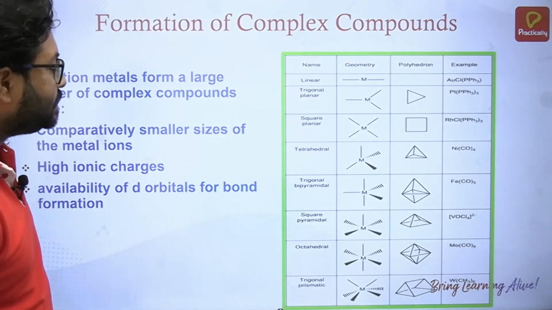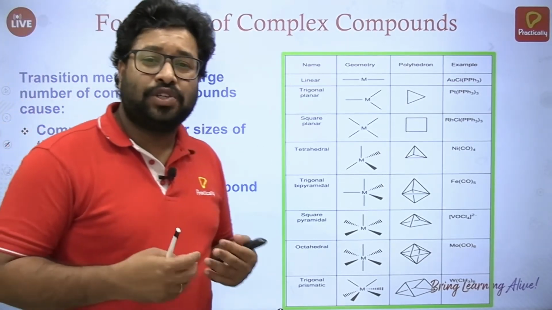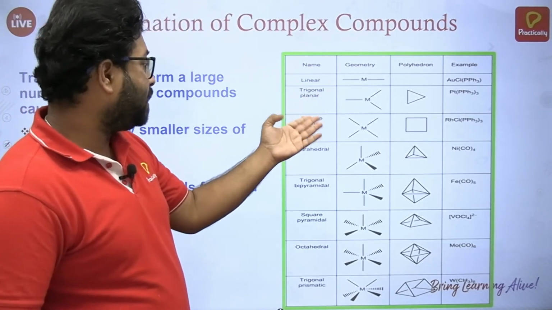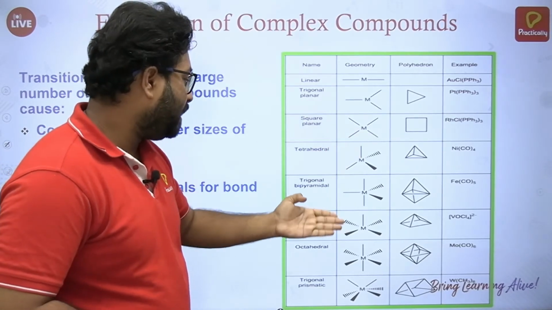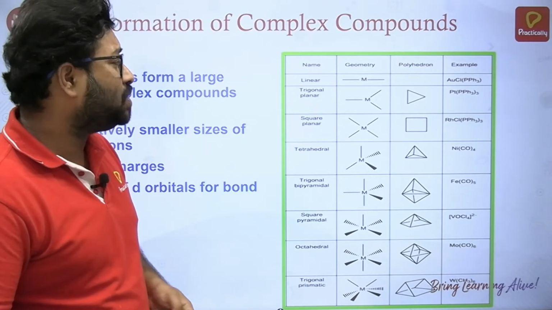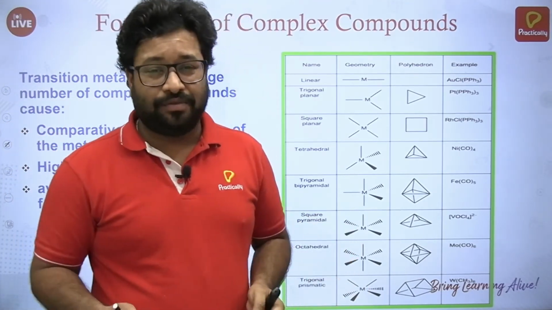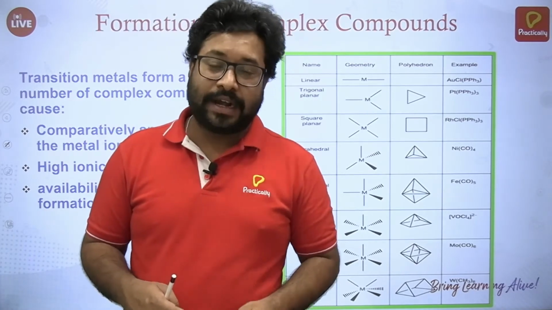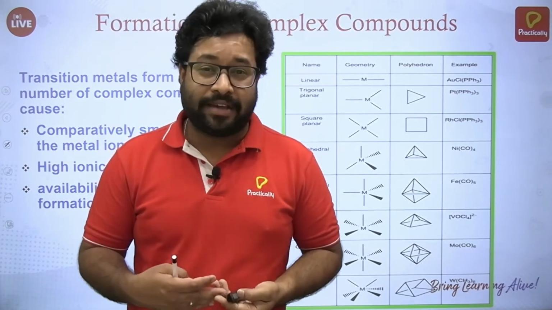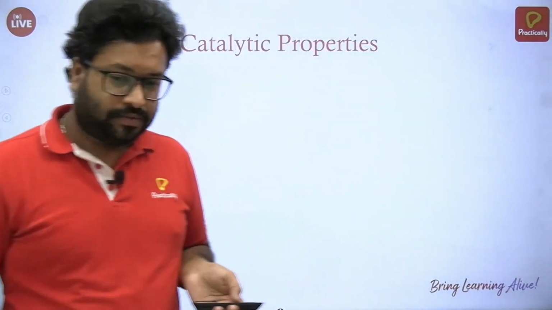Yes, look at this. They can show compounds having different geometries, ranging from linear, trigonal planar, square planar, tetrahedral, trigonal bipyramidal, square pyramidal, octahedral, trigonal prismatic, and so on. There are different kinds of geometries, which we're going to see in much more detail in the chapter called coordination compounds. So let's move ahead with this now.